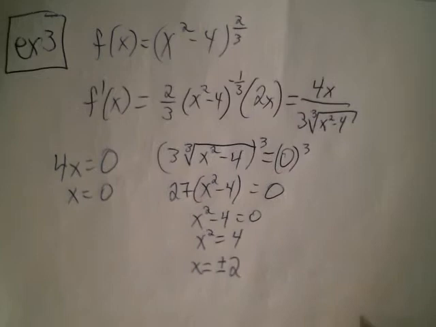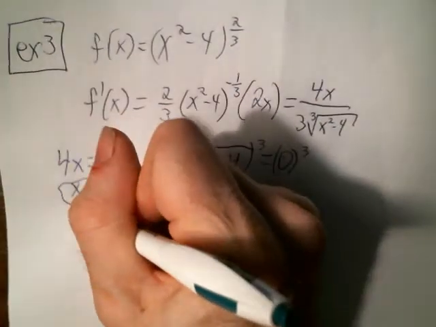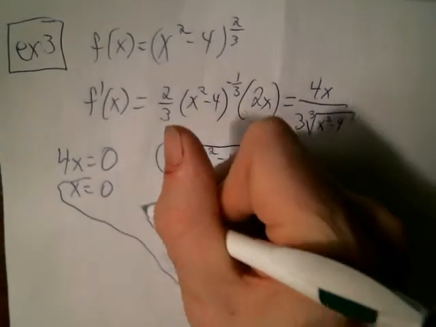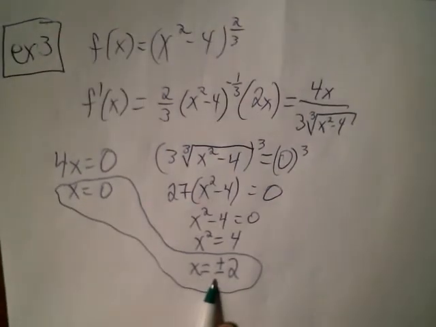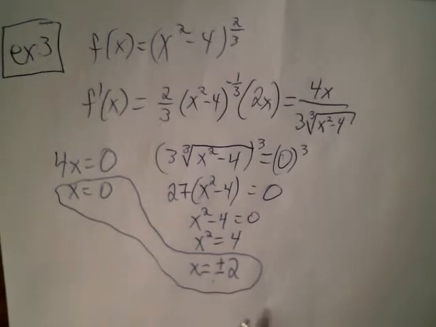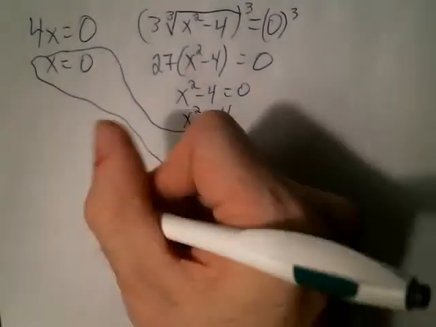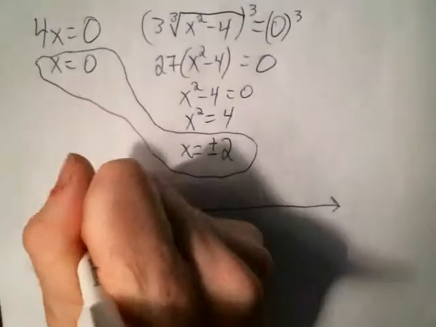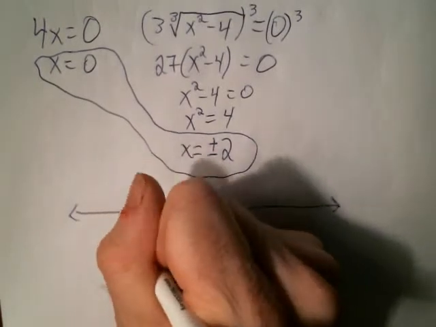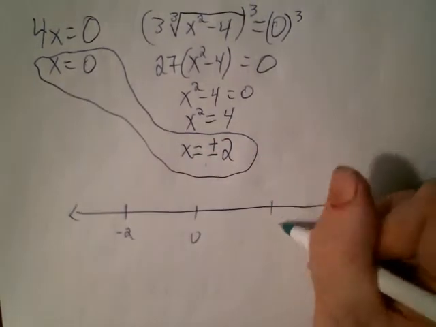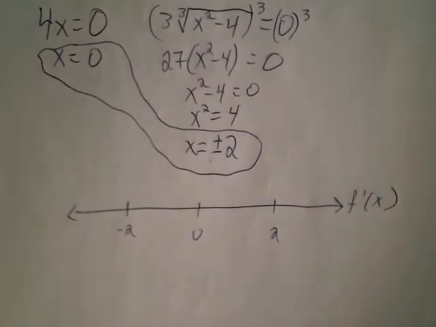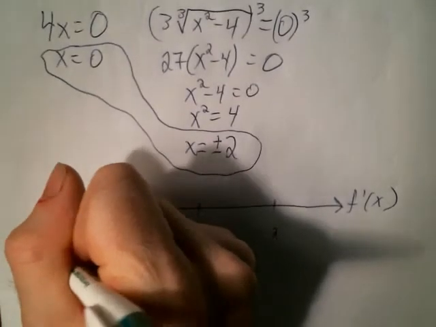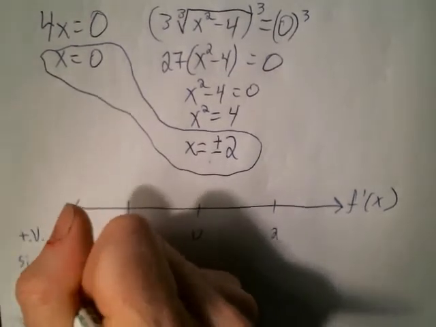So the derivative is not defined at these 2 points. And if you remember, our critical numbers are places where the derivative is equal to 0 or the derivative is not defined. So we actually have 3 critical numbers. Okay, so let's go and plot those. I have one at negative 2, one at 0, one at positive 2, and this is the sign chart for the derivative. I need to do test values, I need to do the signs, and then I need the conclusions.